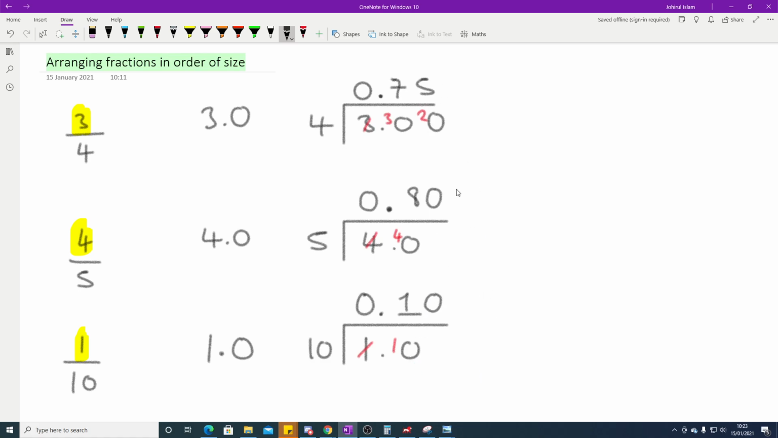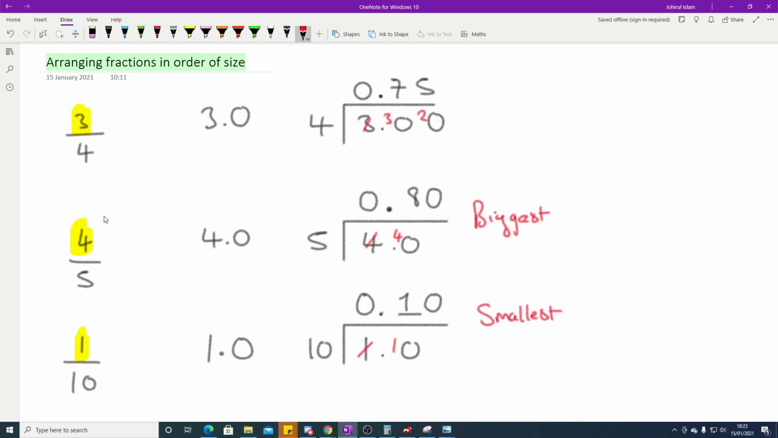So now it's very clear to us which one is the biggest one. 0.8 is the biggest one. And then 0.1 is smaller than 0.75, so this is our smallest.